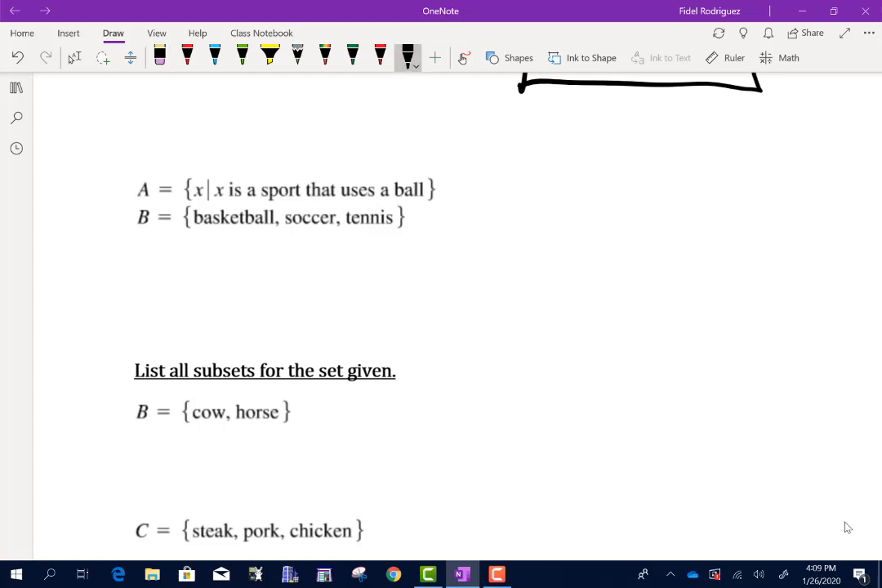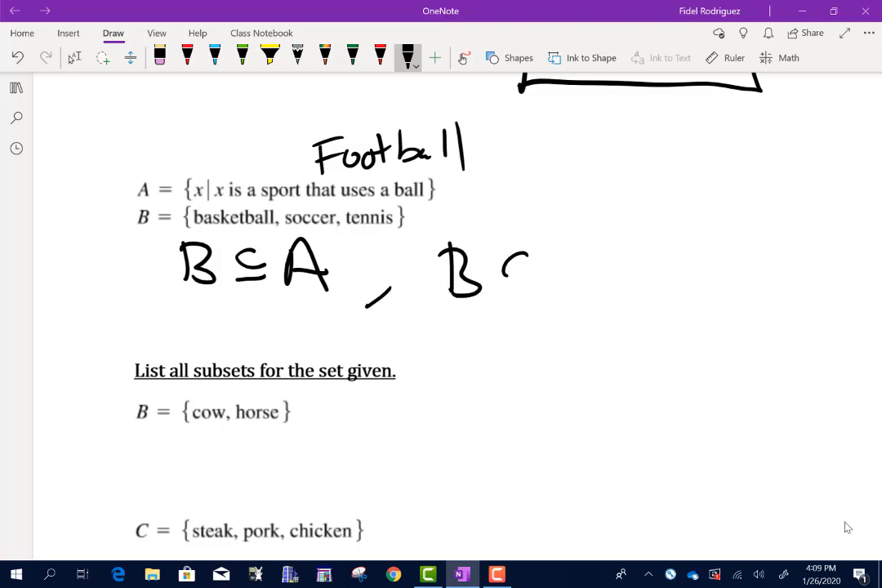So X is a sport that uses a ball. A won't be a subset of B because I can think of a sport already. What about football? That's not one of those, right? But wouldn't we say that B is a subset of A, because basketball, soccer, and tennis are all sports that use a ball? And then we would also say that B is a proper subset of A, because there are other sports that use a ball that are not basketball, soccer, and tennis: football, baseball, golf, things like that, right?